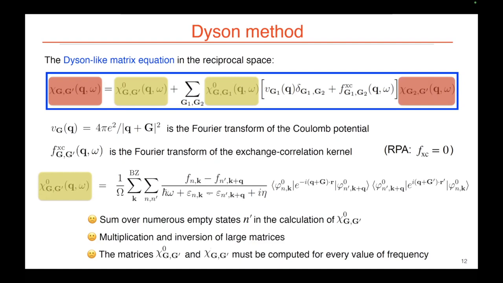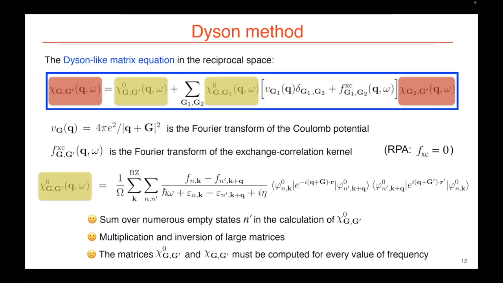So we're adding some Lorentzian or Gaussian smearing with this i eta. Then we have matrix elements between the ground state quantum functions, phi naught, and exponentials. So there are a few disadvantages in this approach. First of all, there is the summation over numerous empty states n prime. So this object can be computationally quite expensive to compute.